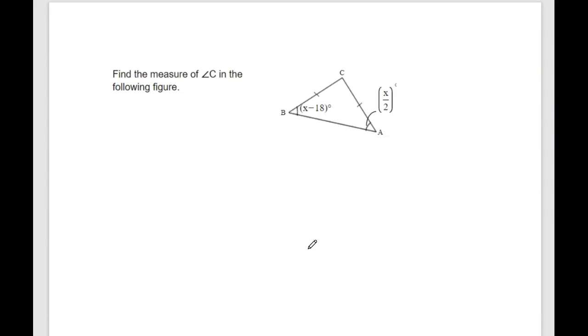Now then, here's where we have this problem. So one of the things is, notice these two little marks. This means that this is an isosceles triangle. Notice these little marks meaning that these two angles are equal to each other. So since these two angles are equal to each other, I can set x minus 18 equal to x divided by 2. And the reason why I'm going to do this is this way I can solve for x to begin with.